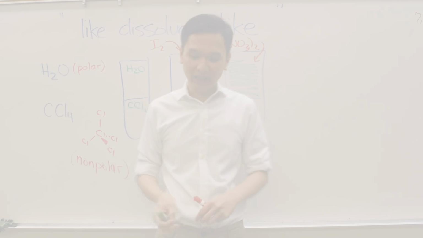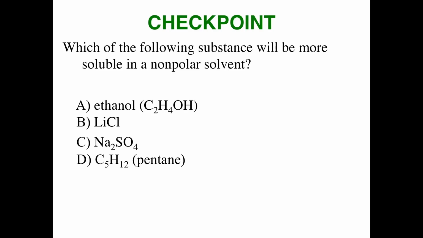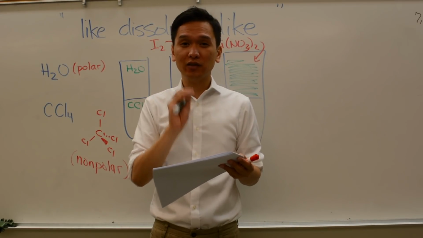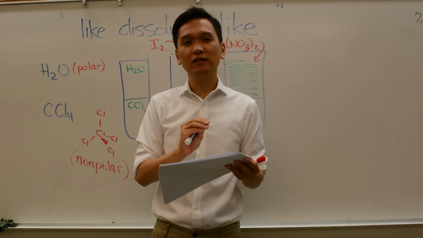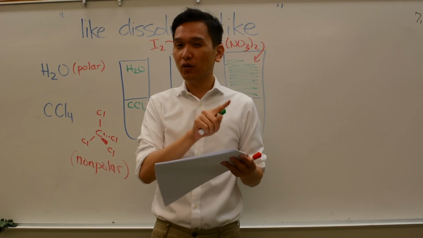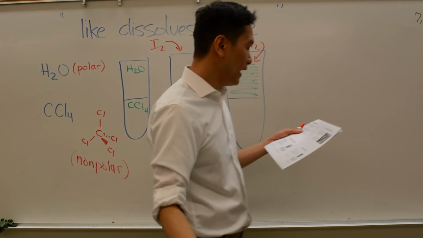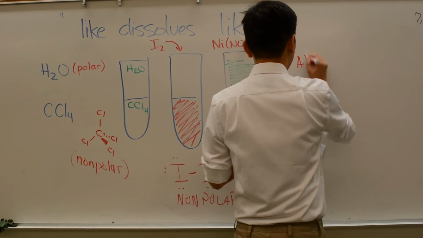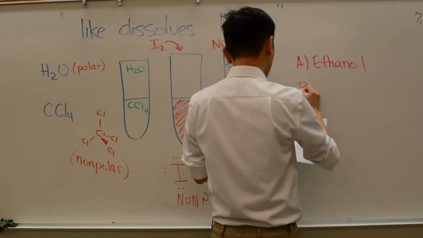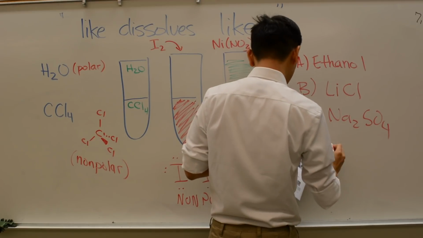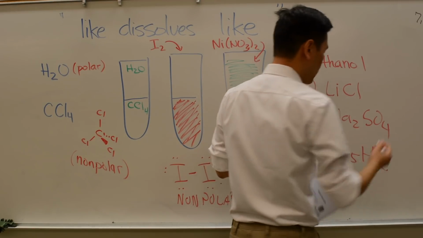Like dissolves like. So let's do a checkpoint now. The checkpoint reads, which of the following substances will be more soluble in a non-polar solvent? So if it's a non-polar solvent and you want it to be solvated in that solvent, that molecule must be polar or non-polar? Must be non-polar, right? So our options here are ethanol, lithium chloride, sodium sulfate, and C5H12, which is called pentane.